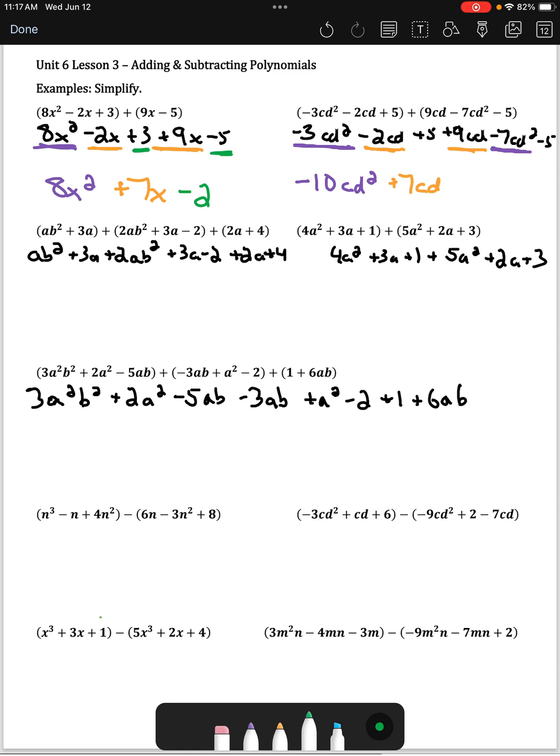And now he's barked so much that it's gone to the puppy bark. And then we have a plus 5 and a minus 5. And they actually cancel each other out. So I don't have a number part of my answer.